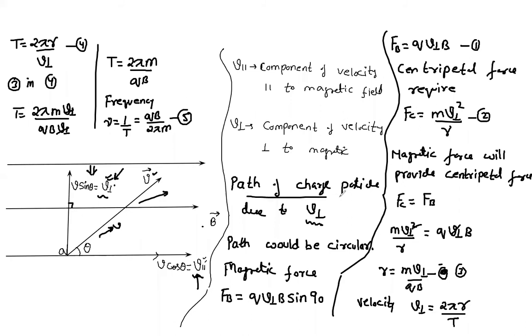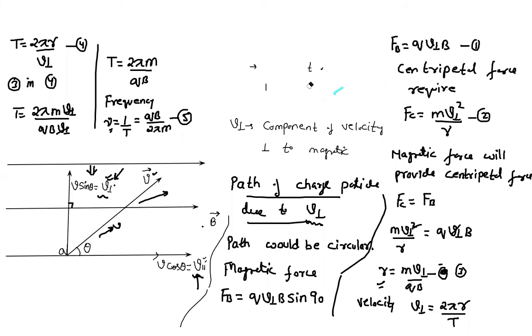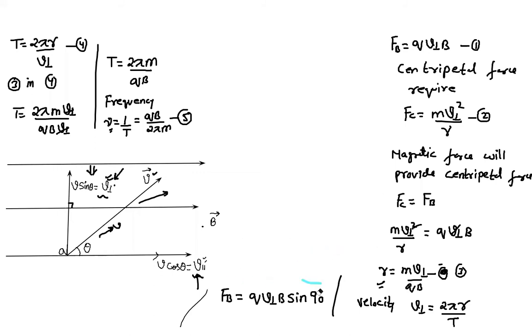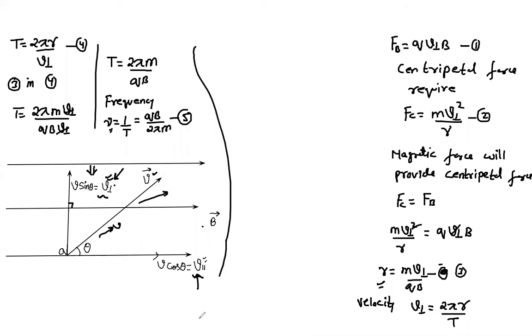So the path due to the component of velocity perpendicular to the magnetic field would be circular. This is the radius of the circular path, and this is the frequency and time period of the circular path. Next, we will calculate the path due to the v parallel component. Now, as you already know, the path due to this v parallel component would be a straight line path.